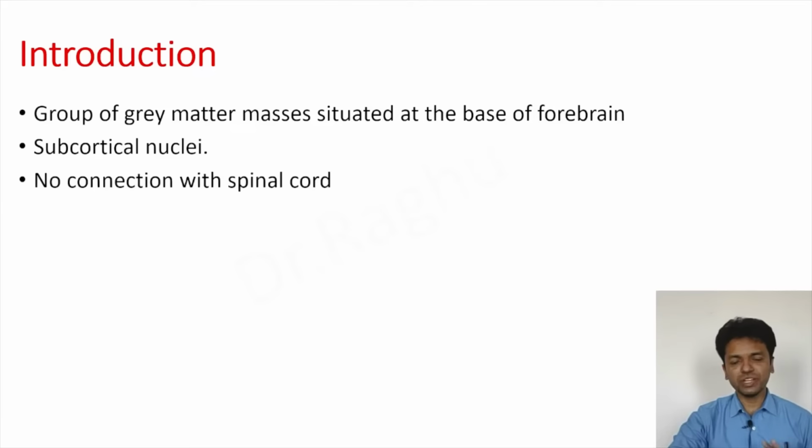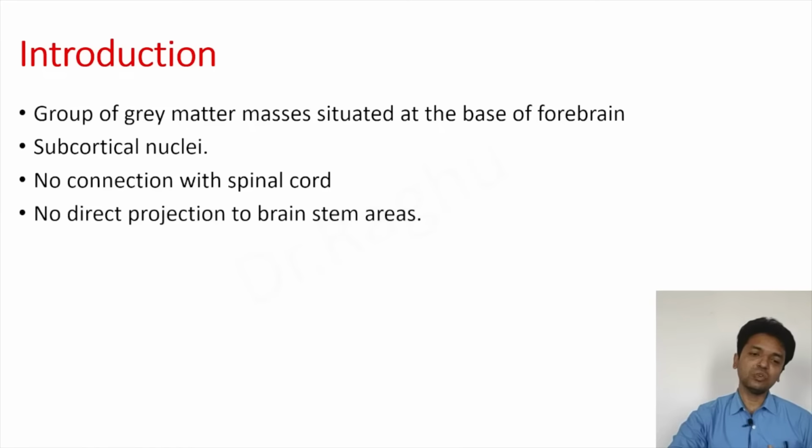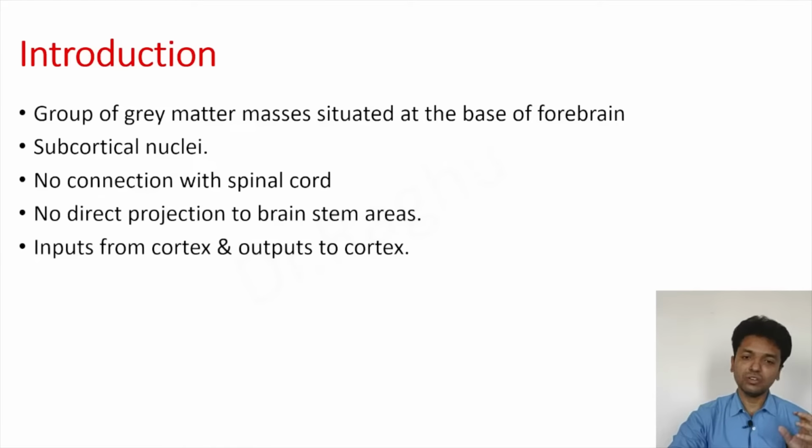Usually, the basal ganglia, in comparison with the cerebellum, does not have much connection with the spinal cord. Cerebellum has a profound connection with the spinal cord via the superior, middle, and inferior cerebellar peduncle, and there is no direct projection to the brainstem areas coming from and to the basal ganglia. So what is it with which the basal ganglia is connected? The basal ganglia is basically connected from and to the cortex. That is, inputs are majorly coming from the cortex, and the outputs are also going to the cortex.